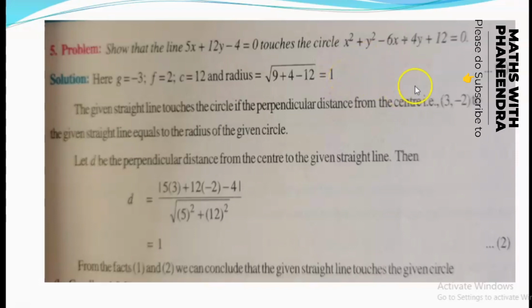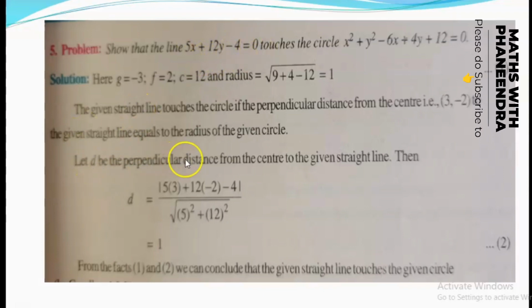Next, center C is equal to minus g, minus f. So minus of minus 3 comma minus 2. So center is 3 comma minus 2. Now calculate the perpendicular distance from the center of the circle 3 comma minus 2 to the given line 5x plus 12y minus 4 equal to 0.